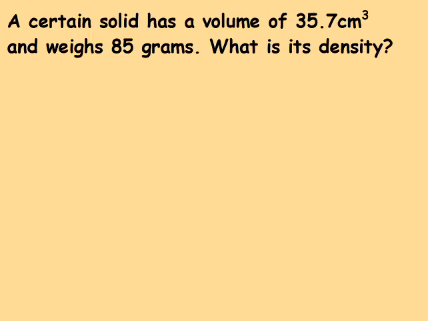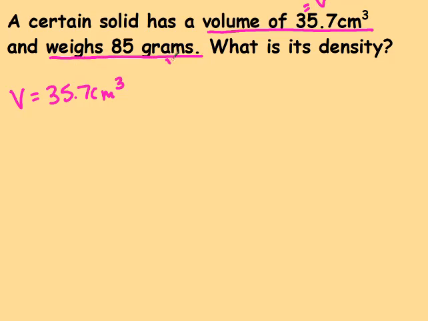So now let's look at some math problems. When you're solving the math problems, the first thing you want to do is label your different pieces. It says the volume of this, so that's going to equal my V. You can either write it off to the side and say volume equals 35.7 centimeters cubed, but at bare minimum you need to say equals V in the problem. If it weighs 85 grams, then that must be my mass. And it says, what is the density? So density is equal to question mark.